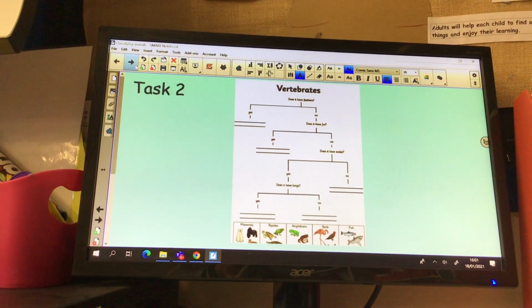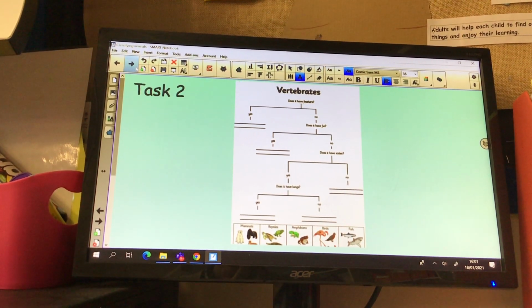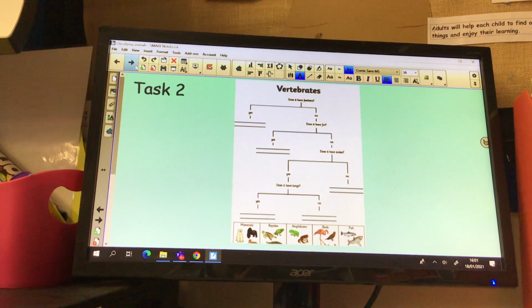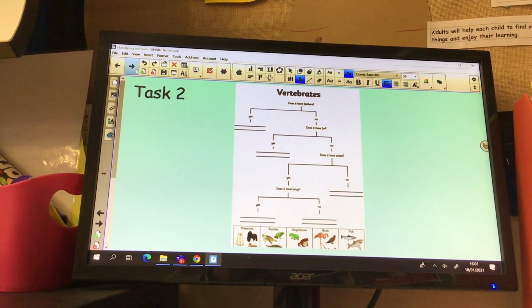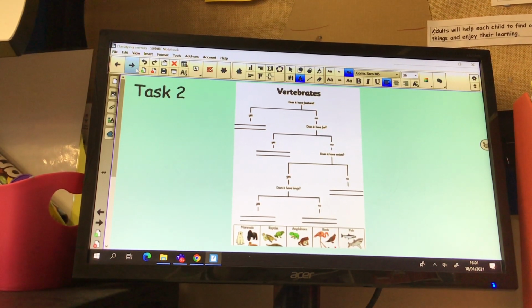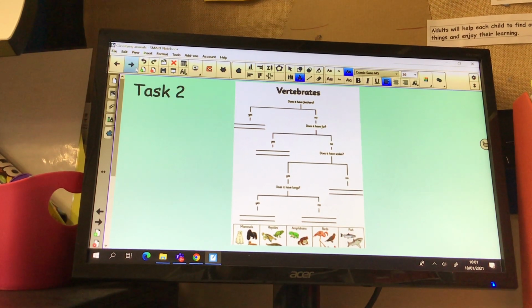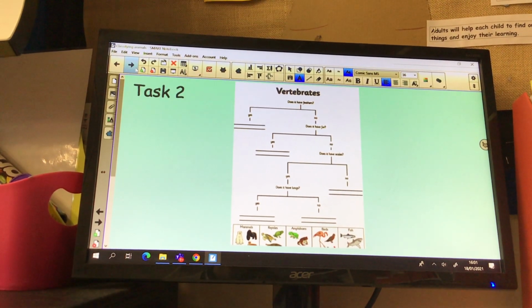Okay, so this is task 2. Alright, what I'd like you to do is get task 2 off Teams, and I'd like you to work out where each of the groups of animals go, thinking about all of the things that we've already learned about the vertebrates. So pause the video now and have a go at task 2.